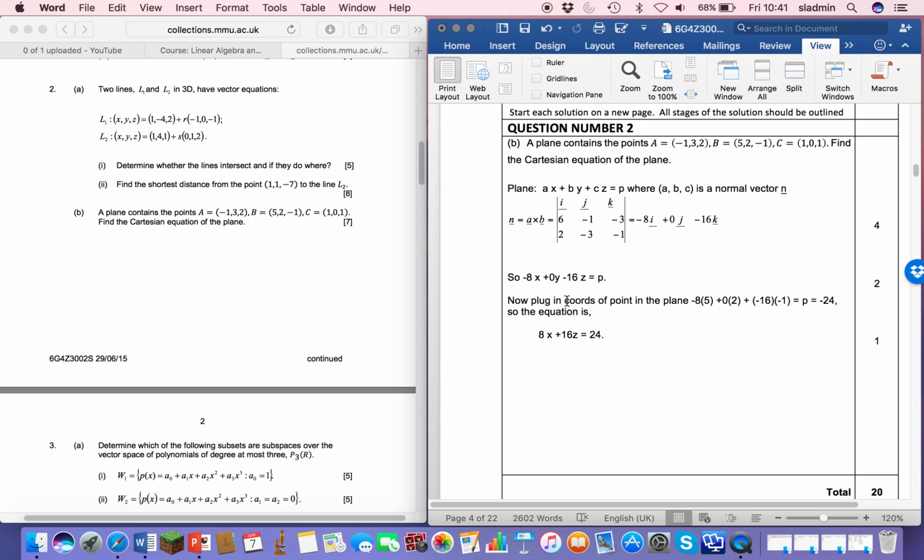Now to find the constant p, we just substitute one of either A, B and C back into this equation because these points, remember, lie on the plane. So in this case, I think we substitute the point B. So x is 5, y is 2 and z is minus 1. We substitute those values into here and you'll see that we get p is minus 24. So a simple rearrangement of the equation gives us that the equation of the plane is 8x plus 16z equals 24. So that's the Cartesian equation of the plane containing the points A, B and C. And that concludes the solution for question number 2.